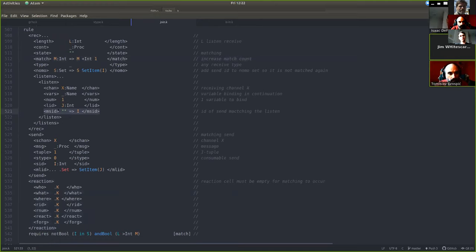But either way, what it's doing is when I see this send that matches with the listen cell, it's going to do one thing. The send cell is going to do another thing. So the listen cell changes its match send ID to whatever the ID of that send was, right? So it's basically like, okay, I matched with that send. Great. And that's the only possible send it can match with, because the only way for this rule to apply is if it has the empty string here in this match send ID.